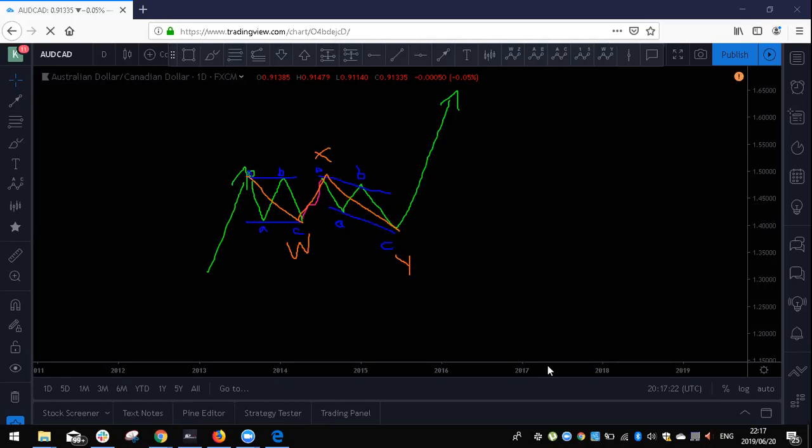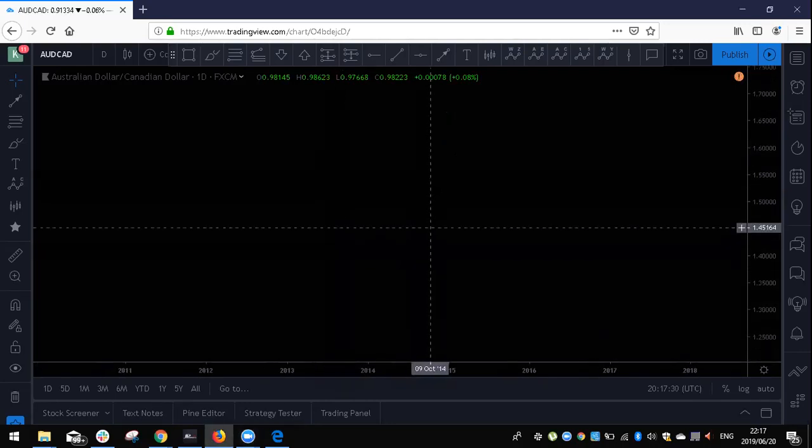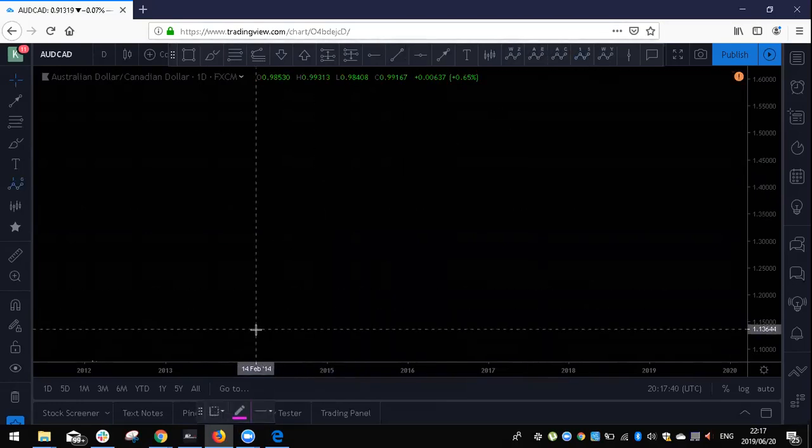I think I've covered almost all corrections, even the combinations. And then we can just go through the rules for the motive wave.